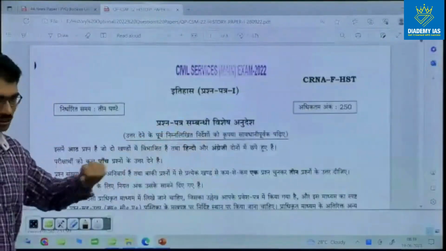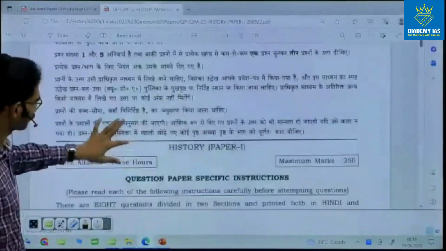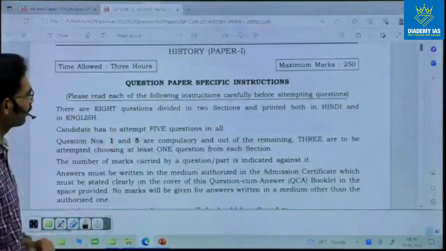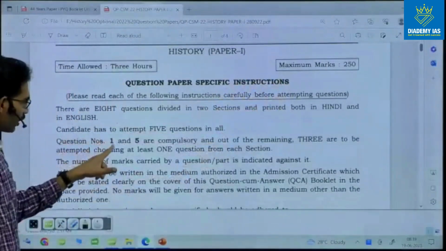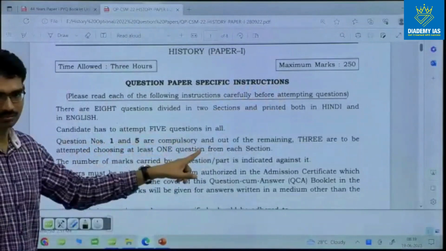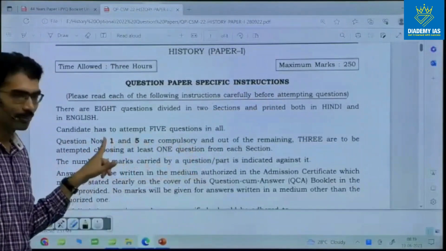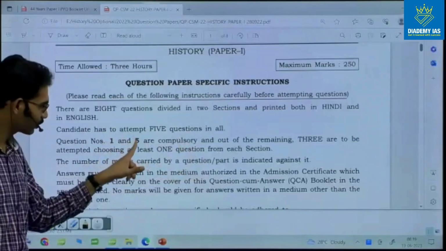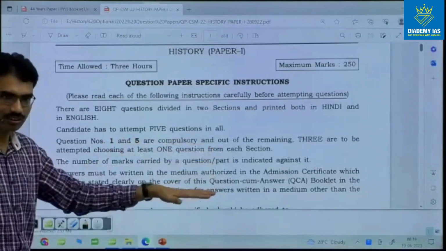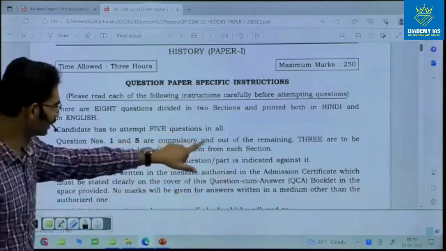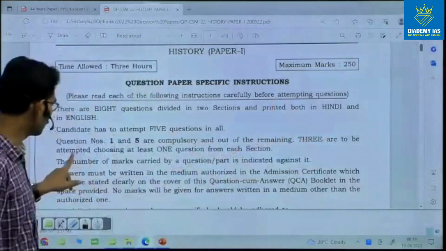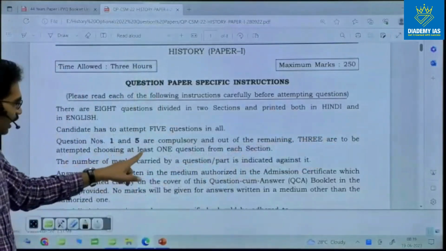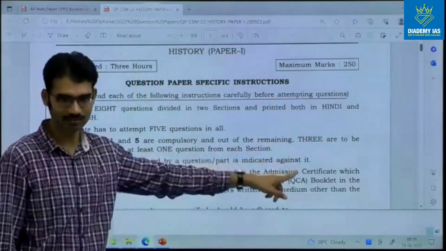This is last year's question paper. These are the instructions that will be given to you. 250 marks. Now you see question numbers 1 and 5 are compulsory. Here question number 1 is the map, and the fifth question contains 5 questions of 10 marks, compulsory. And out of the remaining, 3 are to be attempted, choosing at least 1 question from each section.